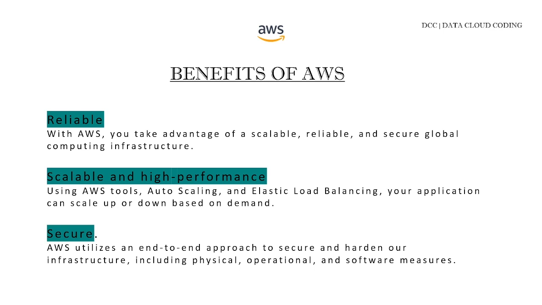The next point will be secure. AWS utilizes an end-to-end approach to secure and harden our infrastructure, including physical, operational and software measures. AWS is quite secure. Whenever we are talking about files, we get the options to encrypt them. We have the IAM feature inside of AWS, which stands for Identity and Access Management, through which we can configure which and how many users will be using my organization's AWS account. We can provide authentication and authorization through IAM inside AWS. So there is no compromise of security inside of AWS.